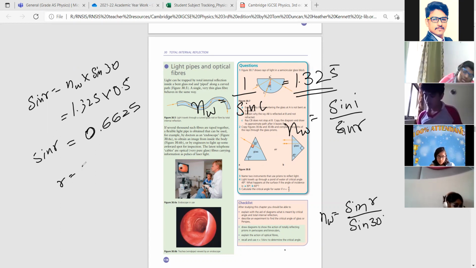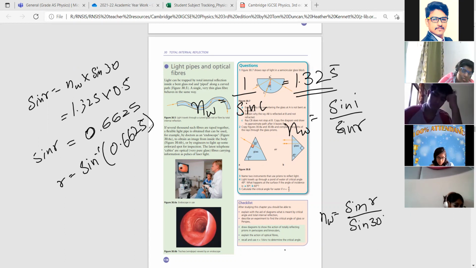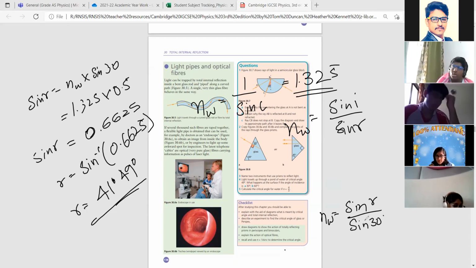Please take the sine inverse now. Sine inverse of 0.6625. Tell me now, what is the answer? 41.49. Now tell me, is 41 greater than 30? Yes, sir. Now your answer is right. Got it?